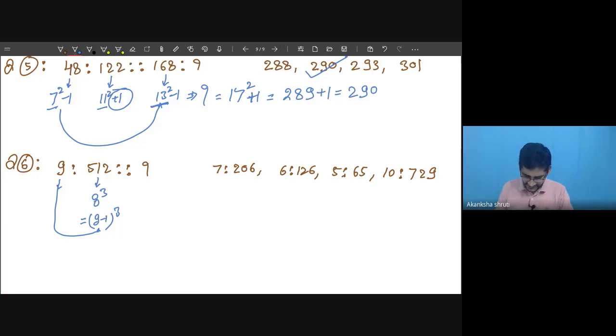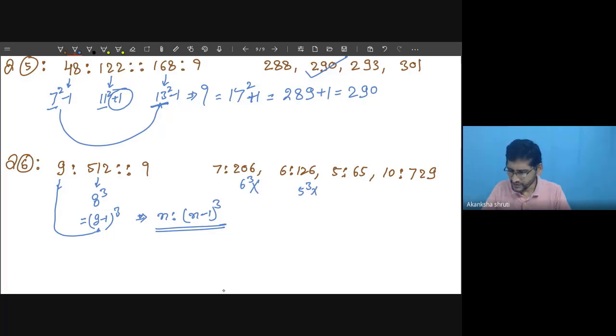So the relation or rule is like this: if there is n, then n has to be subtracted by 1, and their cube. This is the rule. Search in which one this is followed. So for 7, it should be 6 cube. Is it 6 cube? No, it is not 6 cube. Is it 5 cube? No, it is not 5 cube, because it is 125 plus 1. Therefore, it is wrong.